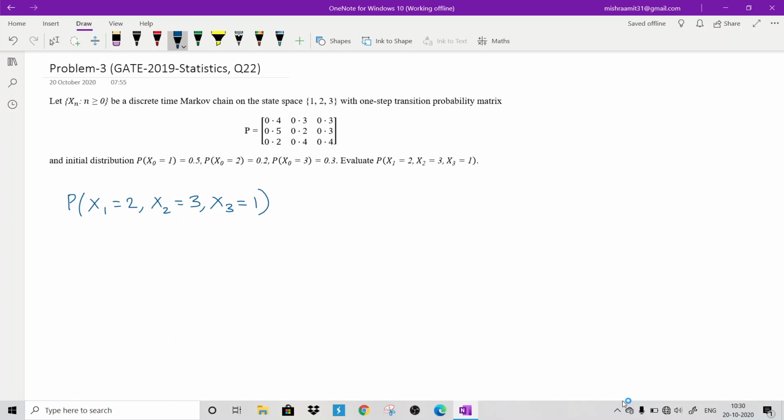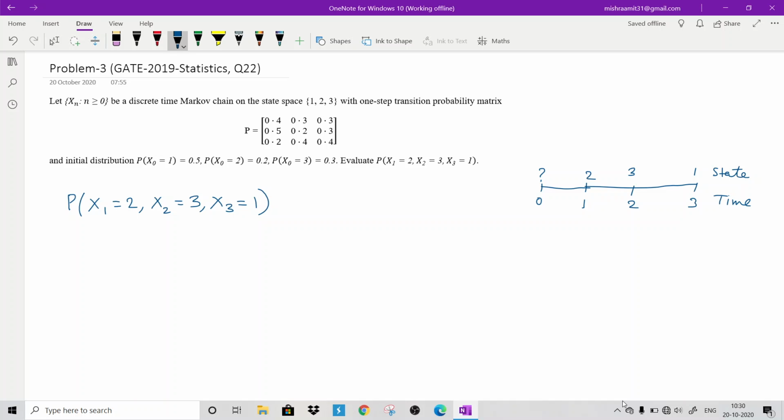So what happens here, if you focus upon it, the time is 1, 2 and 3. So this is time, and the state is 2, 3, 1. This is the state. So time is 1, 2, 3, state is 2, 3, 1. So we do not know what happened at time 0. That we do not know.